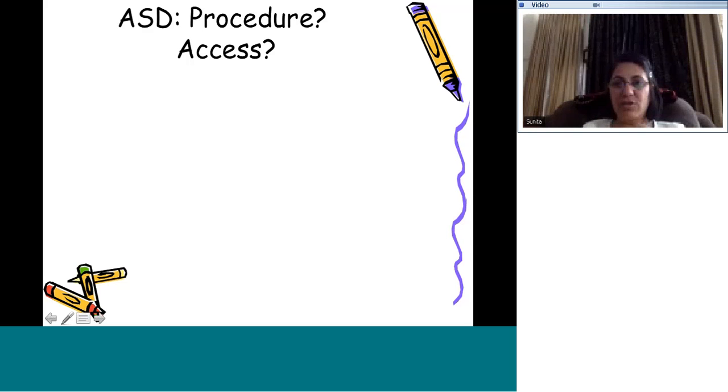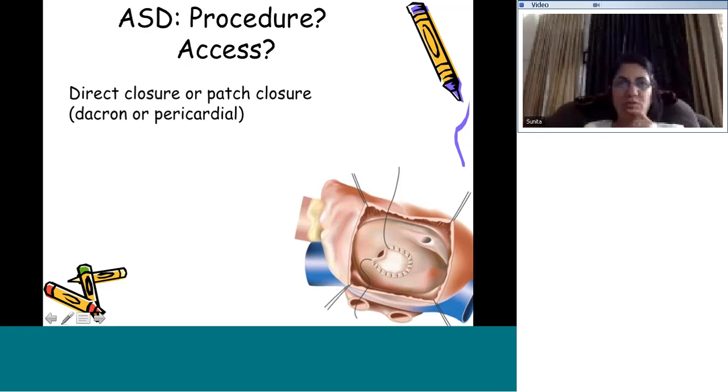So one is you could put a patch. Yes, you can do a pericardial patch. Or, if it's small, you can just do direct closure. If it's like this, then you need to put a patch, which could be pericardial or Dacron, right? So you have those two options. Now, this picture here is of a patch closure. So remember, it could be pericardial, it could also be Dacron.